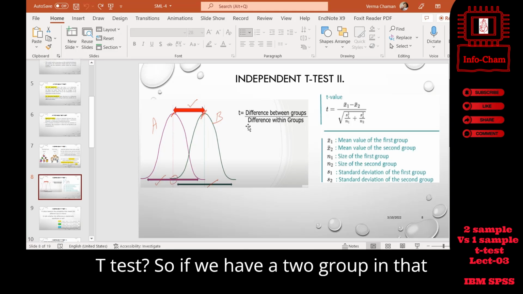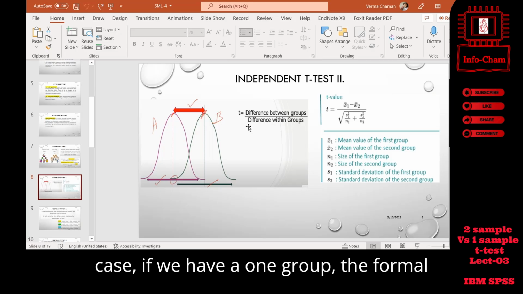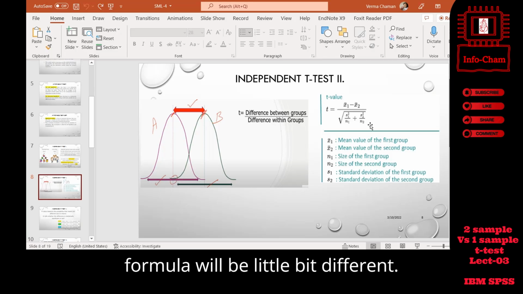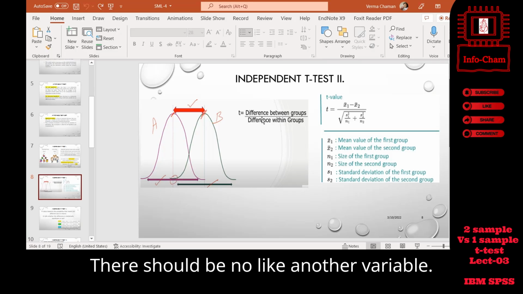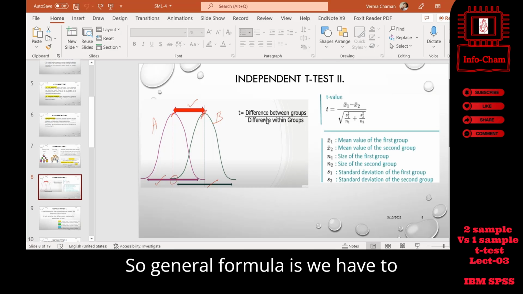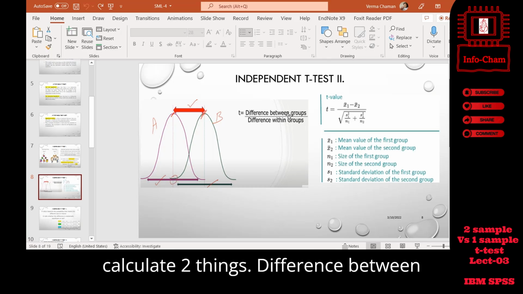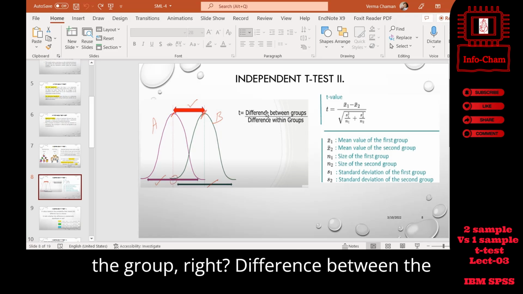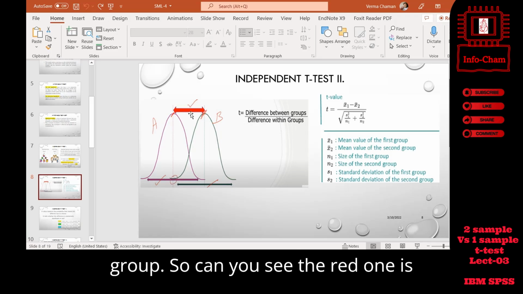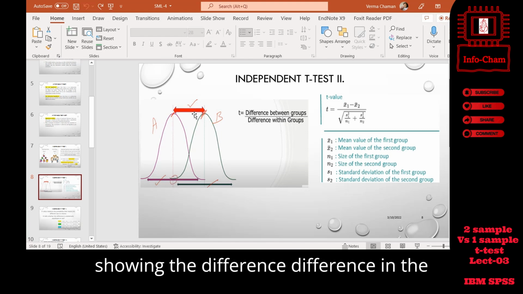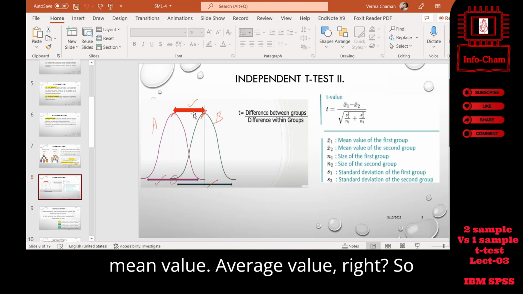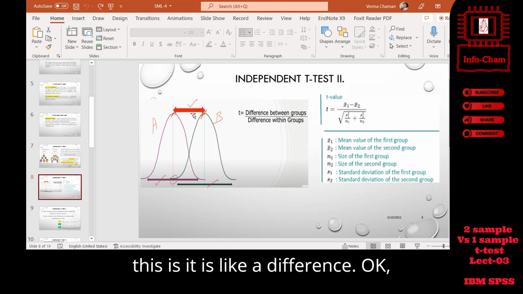If we have two groups, in that case, if we have one group, the formula will be a little bit different. There should be no other variable. So the general formula is we have to calculate two things: the difference between the groups, right? Can you see the red one is showing the difference in the mean value, the average value, right? So this is the difference.